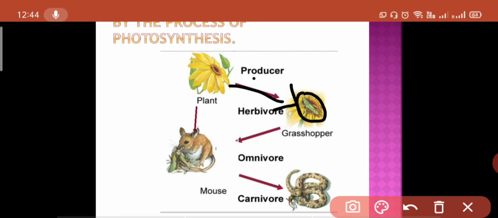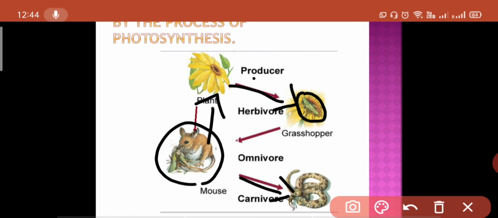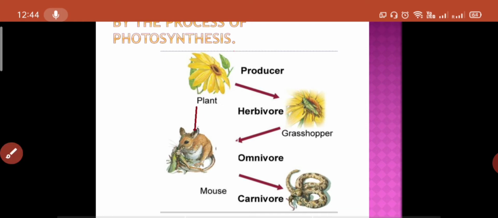And what about the snake? The snake is a carnivore because it feeds on other animals like the mouse. Now, what about the mouse? The mouse eats both plants and animals. So, the mouse is an omnivore. So, animals get their food from plants either directly by eating the plants or indirectly by eating animals that eat plants. And some animals eat both plants and animals.